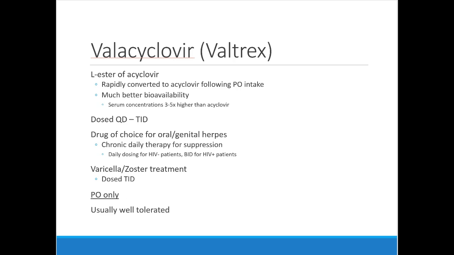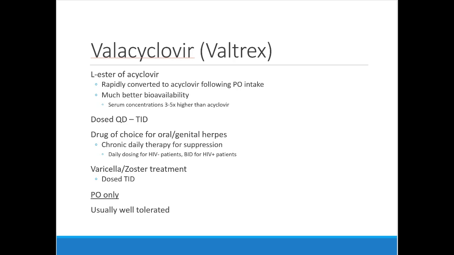Valacyclovir was a formulation of the L-ester of acyclovir that's rapidly converted to acyclovir following PO intake. However, you get about 3 to 5 times higher serum concentrations absorbed into the bloodstream from the GI tract than with regular acyclovir. So you can dose valacyclovir usually twice daily is what's most common, but depending on the indication, you might see once daily for prophylaxis.